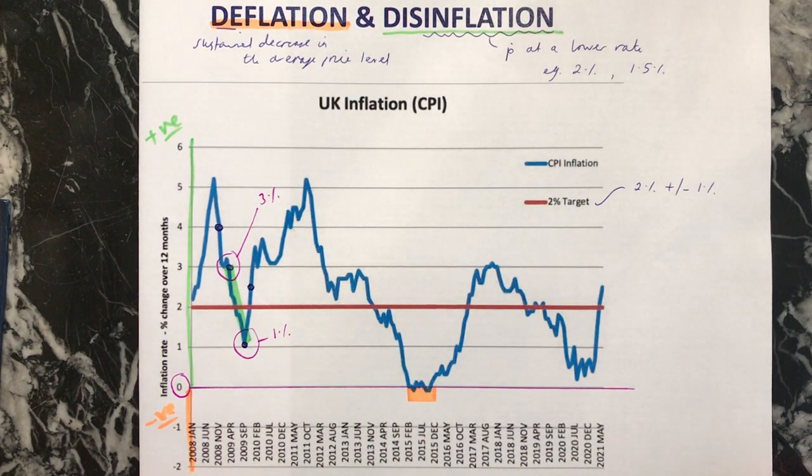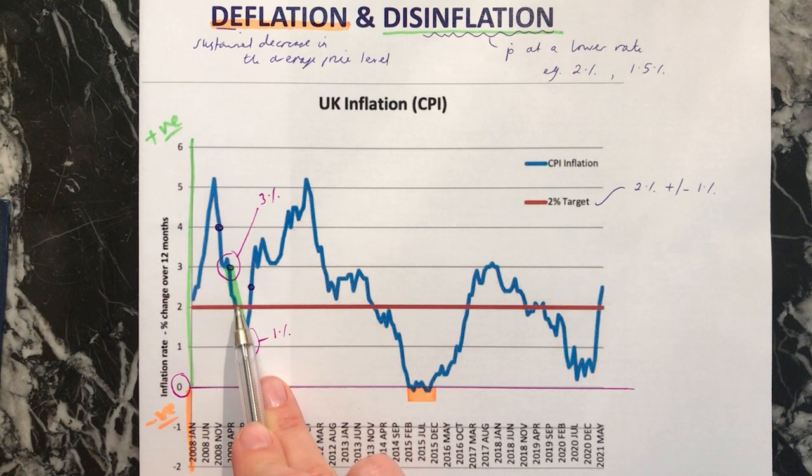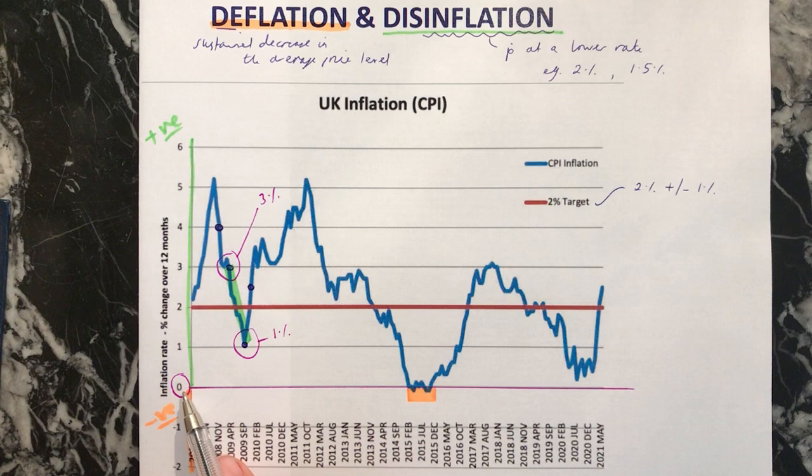So now you should practice on other charts looking at whether the inflation rate is at a lower rate, disinflation, or have we come below zero? If we've come below zero, it's immediately deflation, a sustained decrease in the average price level.